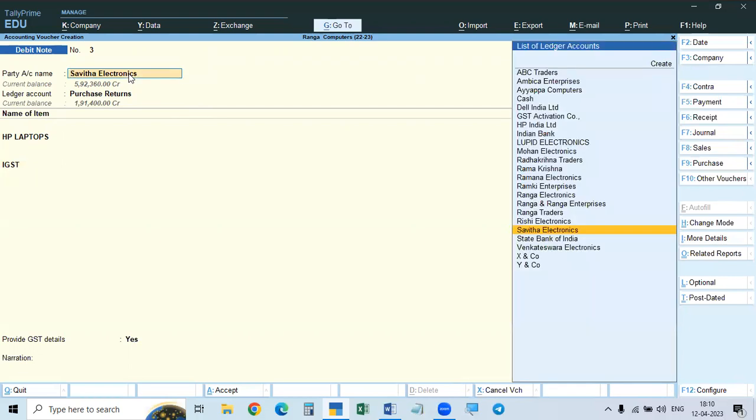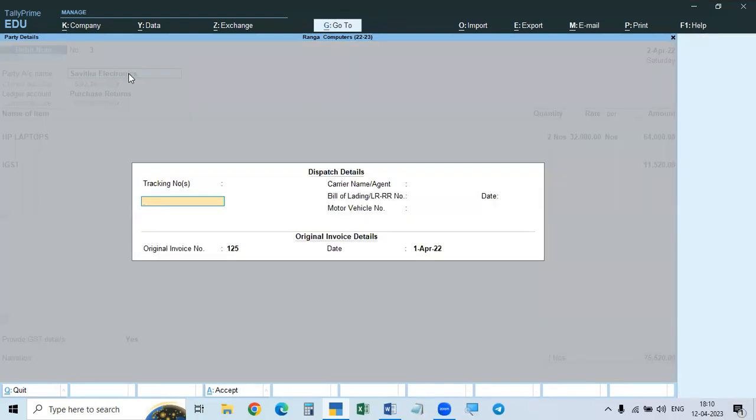And Savita Electronics is the party, that is the supplier. His account is to be debited, so his account is taken. And under the dispatch, original invoice details are there. These original invoice details are the original invoice you received when you purchased. What is the invoice received? That is called the original invoice. When you sell also, we issue the invoice, so that is also called the original invoice.